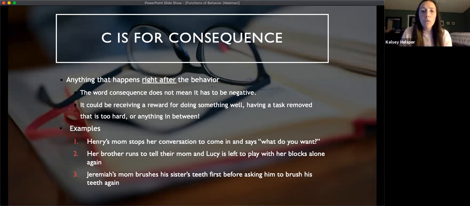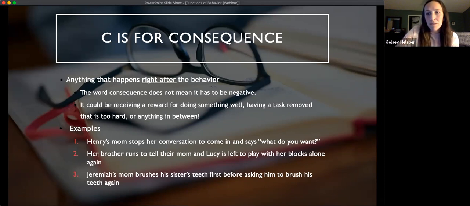So the word consequence kind of gets a bad rep, but in this scenario, it does not mean that it has to be negative. It could be receiving a reward for doing something really well. It could also be having a task removed that's too hard, or anything in between. So, consequence does not mean something negative happens. It simply means whatever it was, positive or negative, that happened right after the behavior.